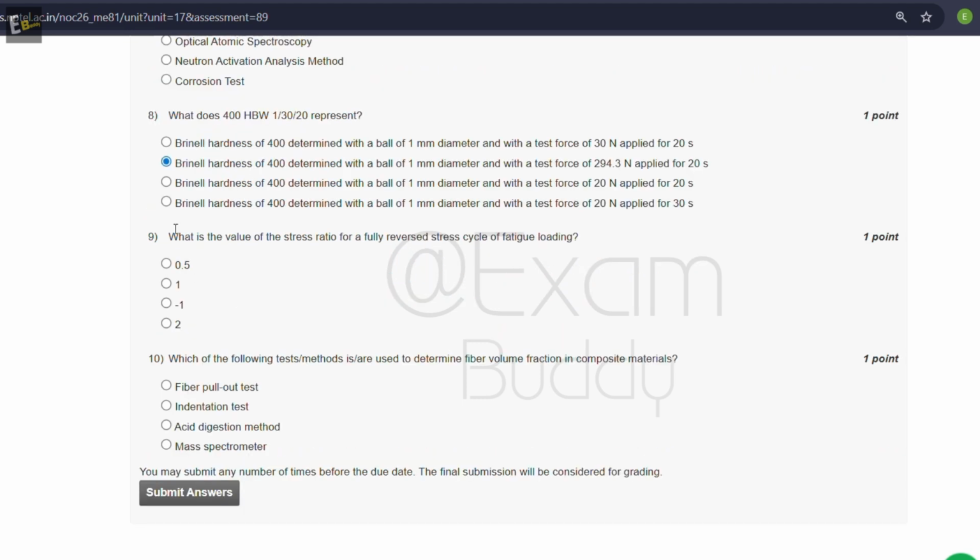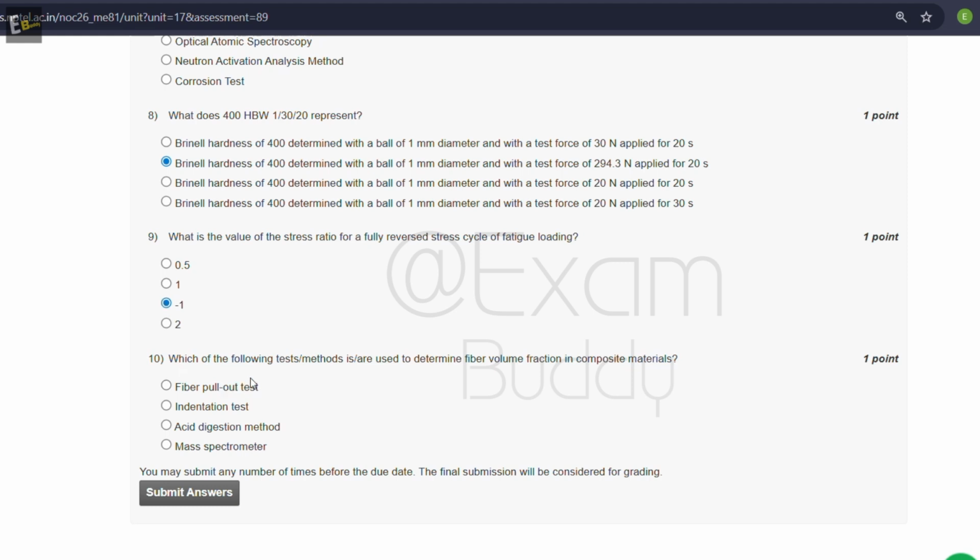Question number 9. What is the value of stress ratio for a fully reversed stress cycle of fatigue loading? Option A, 0.5, option B, 1, option C, -1, or option D, 2. The answer is C, -1.